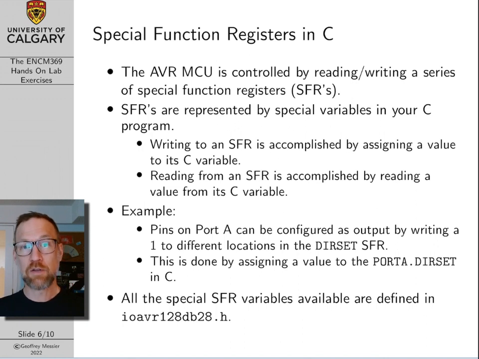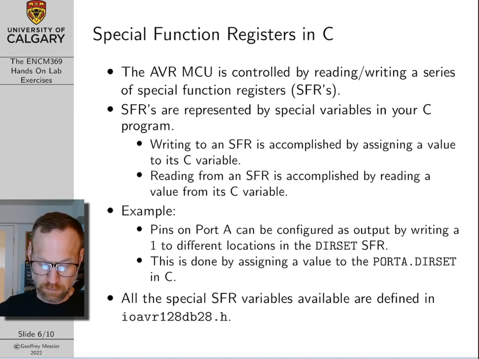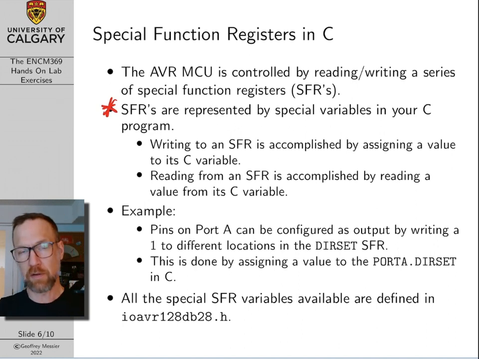So what this looks like in your C program is basically copying values into specially named variables, or reading values out of specially named variables. Specifically, SFRs are represented by specially named variables, and I'll give you a few examples of what this looks like. If you want to write a value into a special function register, then you copy a number into the special variable in your C program. And if you want to read a value from the special function register, you copy a value out of the specially named variable in your C program.